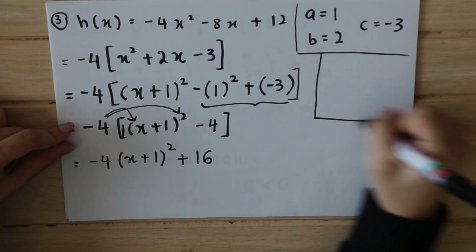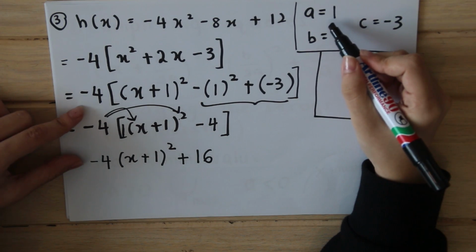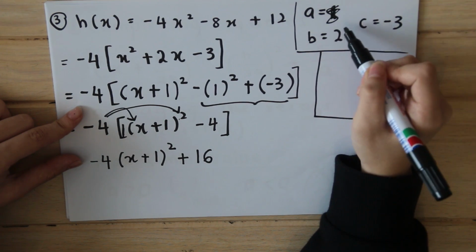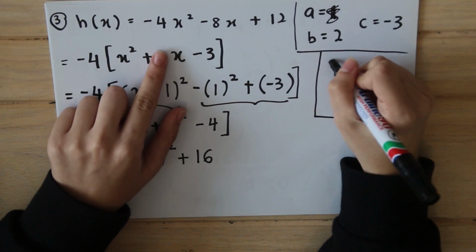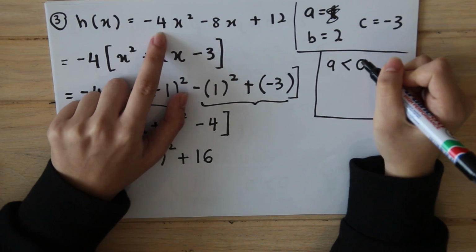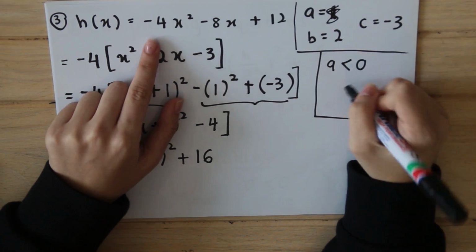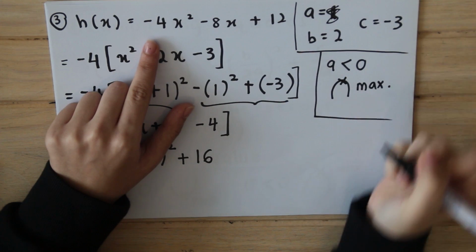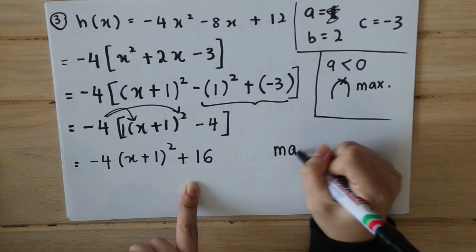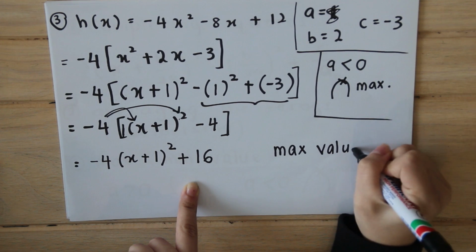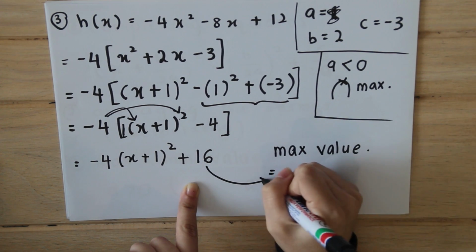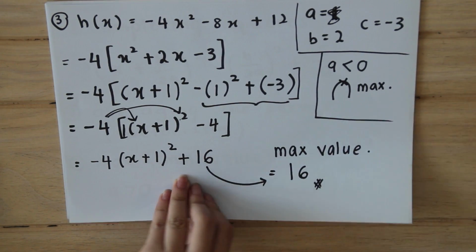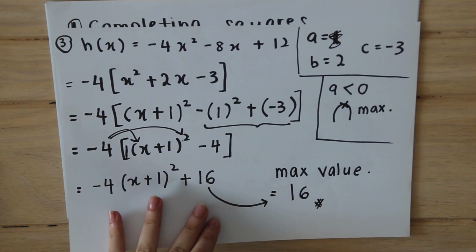So, given the a is minus 4, given that a is less than 0, that means it has a maximum value, sad face, a maximum point. So therefore, the maximum value is 16. Yay! And that is how you complete the squares.